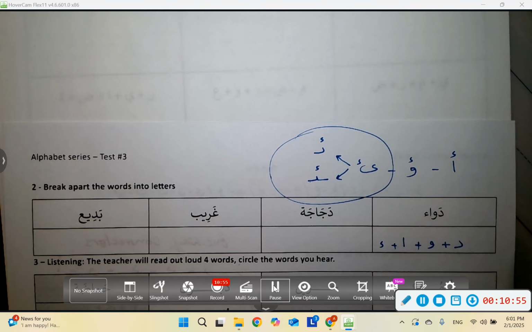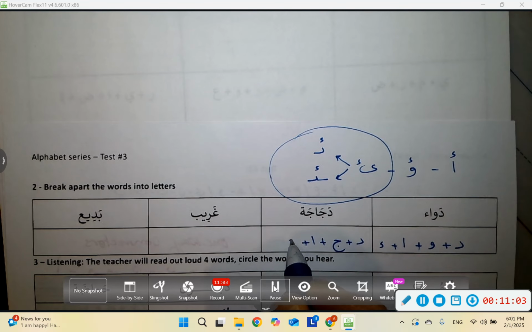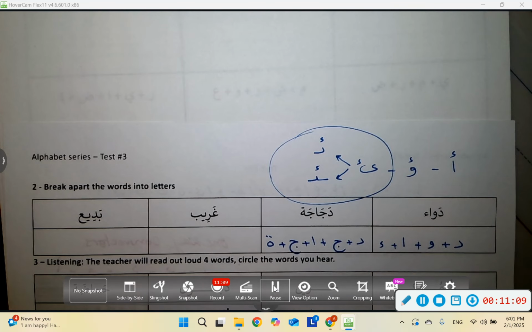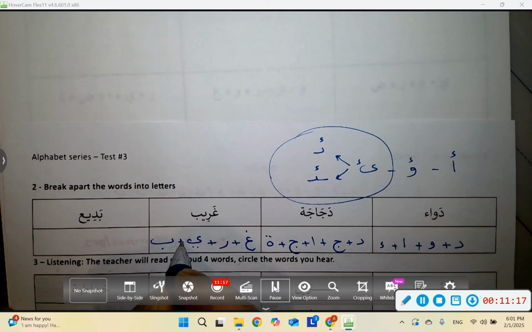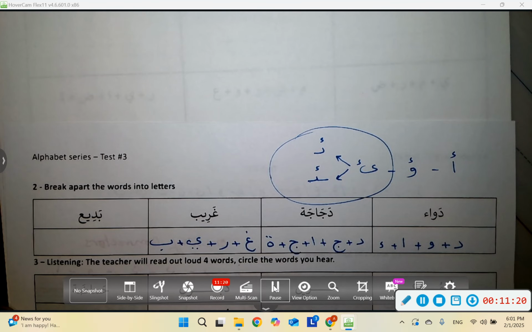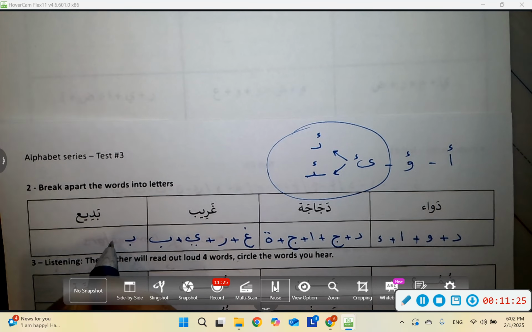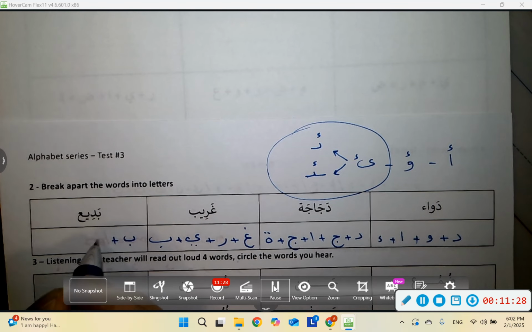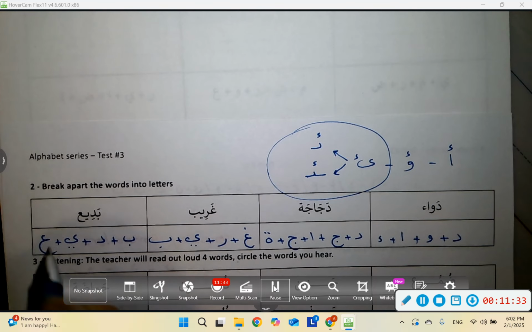دواء, دجاجة, دال plus جيم plus ألف plus جيم plus تاء مربوطة. غريب, غين plus را plus ياء plus باء. بديع, باء plus دال plus ياء plus عين.